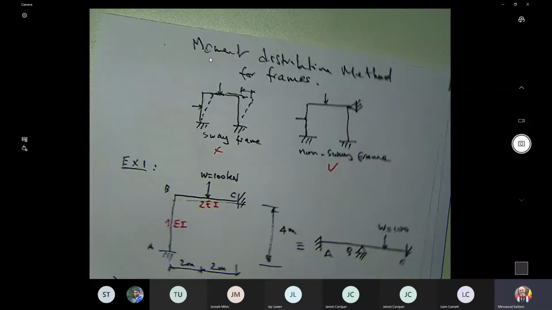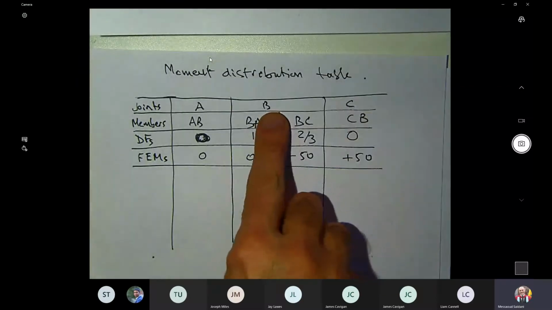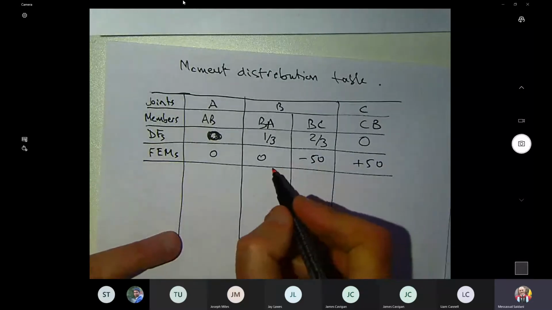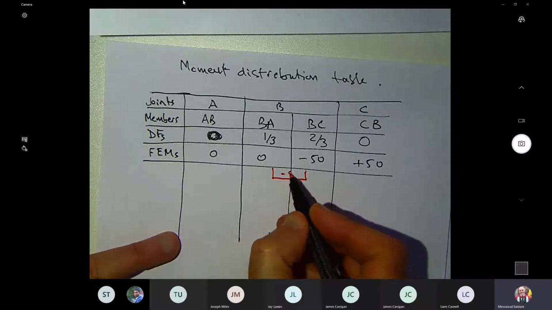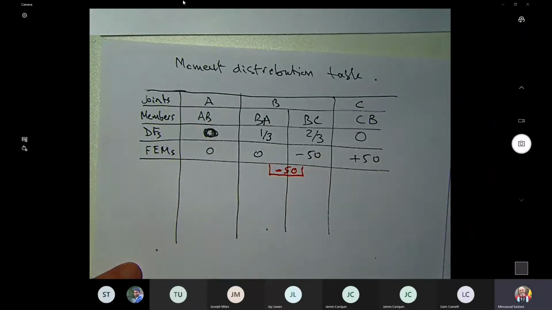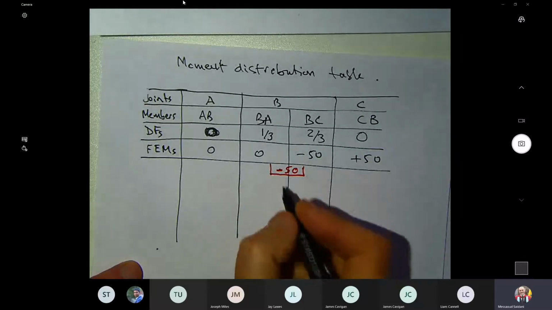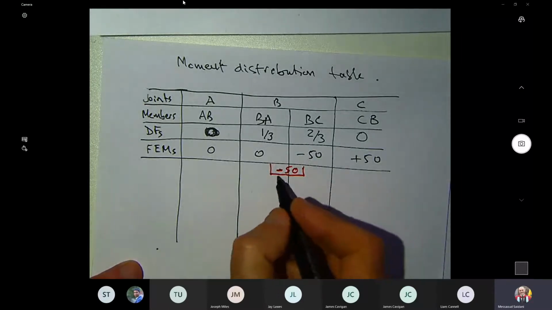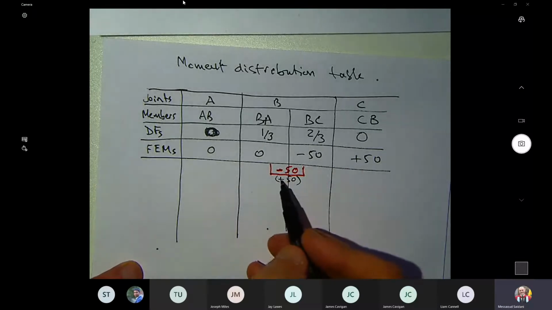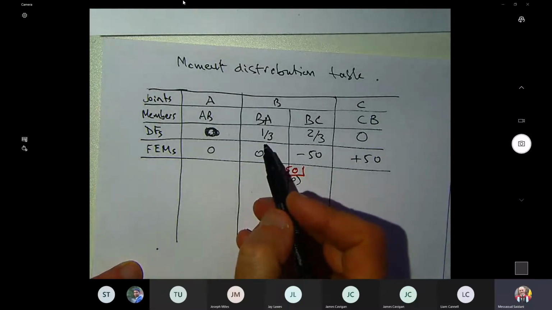Is that clear? Right? So here, this is joint B, and you can see that we have an outer balance here of minus 50. That means we have a balancing moment of how much? The balancing moment is the opposite, plus 50. So in other words, this is how much we need. So we have plus 50 times 1/3.